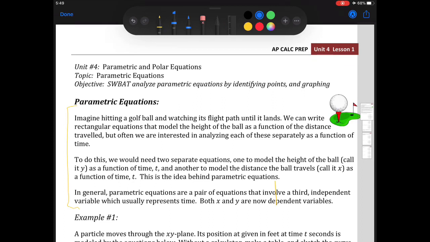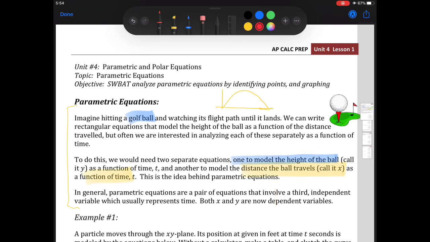Okay, so there are a few things that it's talking about. It's talking about imagining hitting a golf ball and watching its flight path until it lands. So if I was to sketch it, it would be something like this, right? Let's say I hit a golf ball and this is the path it's taking. So we can write rectangular equations that model the height of the ball as a function of the distance traveled.